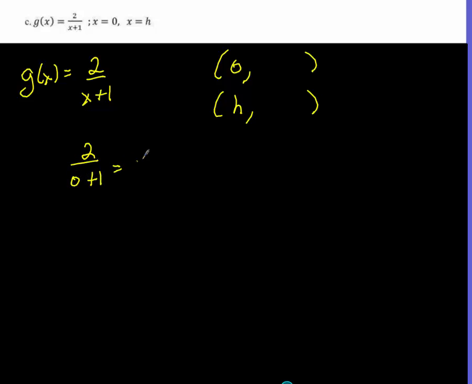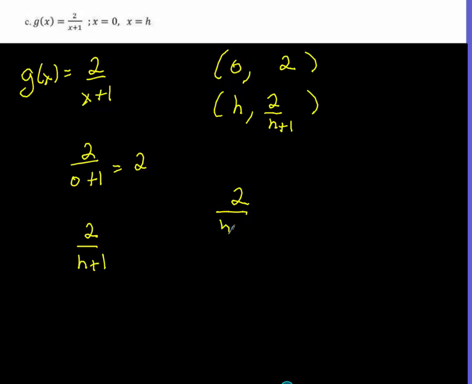All right, for this one I have g of x equals 2 over x plus 1. Once again, we want to find out what happens when x is 0, what is my y, and when x is h, what is my y. Well, when x is 0, so this would be just 2 over 0 plus 1, which would become 2. So when x is 0, y is 2. When x is h, I get 2 over h plus 1. So that would just become 2 over h plus 1. And so now I have to actually subtract that.